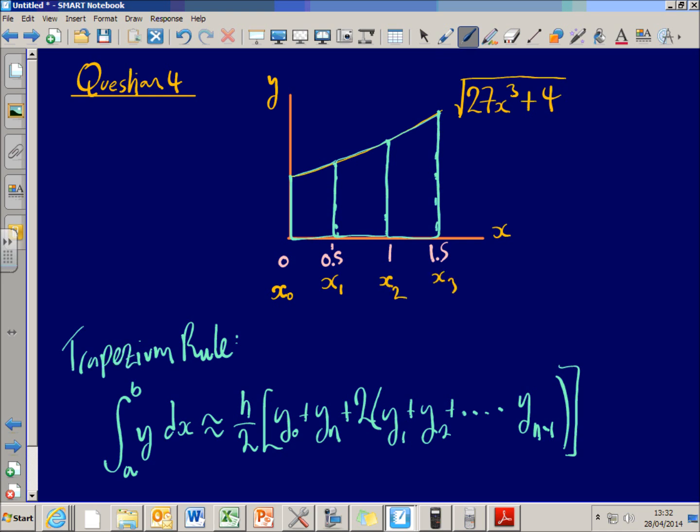This is how it appears on the mark scheme. I would write these down in columns. For every x value, x0, x1, x2, x3, there's going to be a y value, the height at those points. The x value tells me where it is across, and the y value is how high it is. That's all I need to find the areas of these trapeziums. How do I find the y value at each point? I just put the x value into that there, and it will tell me what the y value is. Let's just do that.